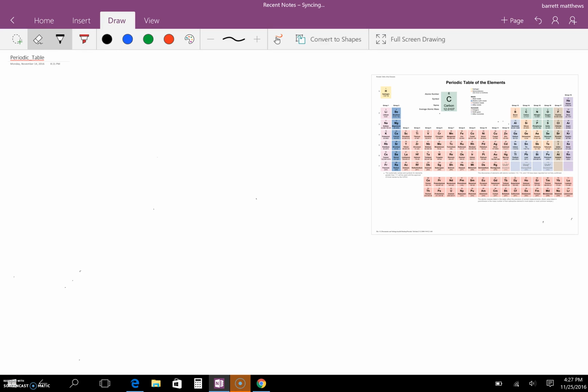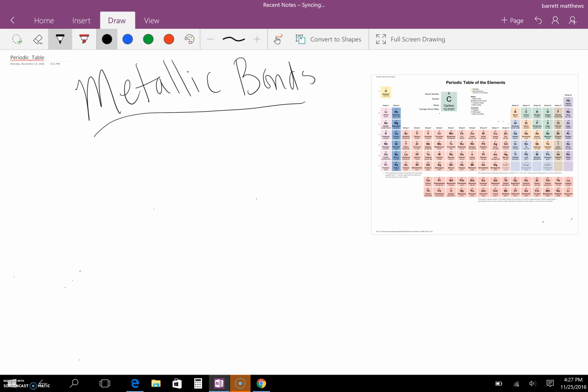Hey, welcome back. Let's take a look at metallic bonds. Metallic bonds involve elements that are found in the D block. These are also called transition metals due to the fact they can have different states. And this is because of something unique with their electrons. So let's take a look.